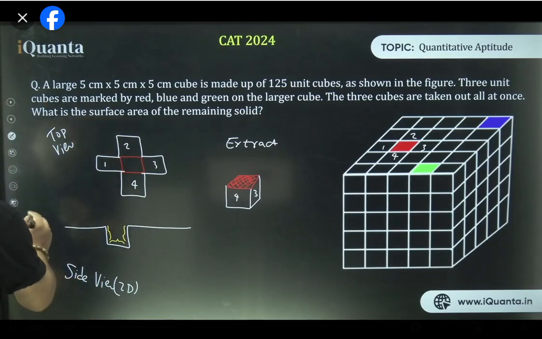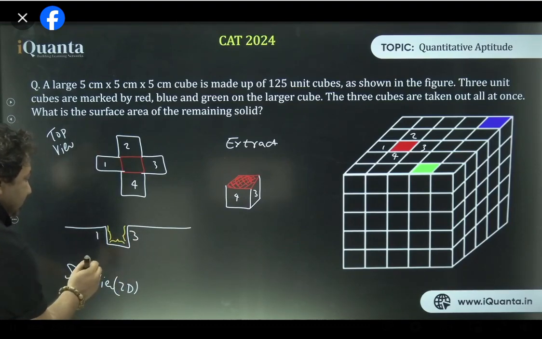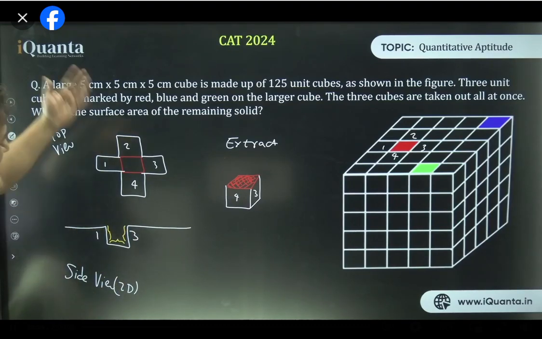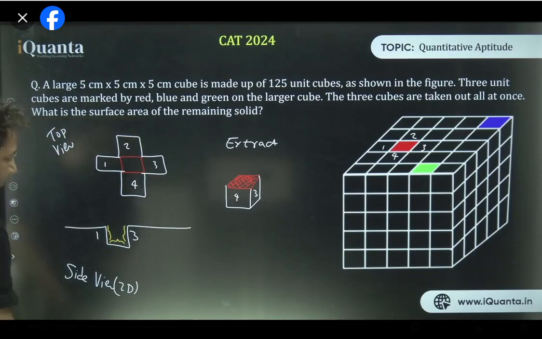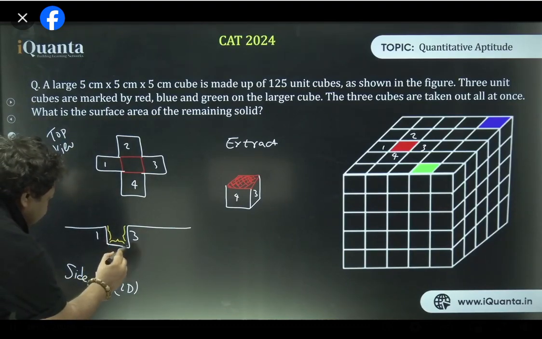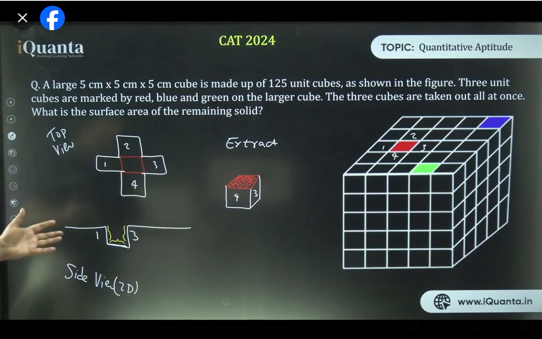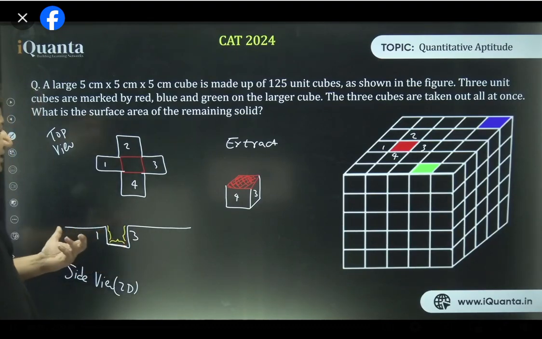So when red was removed, now see, this is third, this is first, and the one on my side outside the board is fourth, the one behind is first. So those first, third, fourth and second, all four surfaces came out, isn't it? And this surface at the bottom also came out. So overall 5 surfaces have come up. Now I hope it is clear to all of you. Clear? Okay.